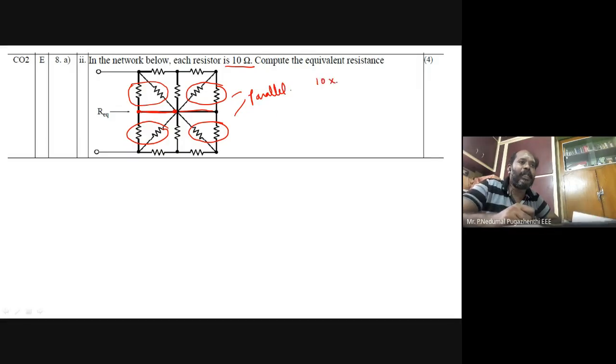So what is that? 10 into 10 divided by 10 plus 10. If both the resistors are the same and they are parallel, half of that value is going to be there. Am I right or not? So this is going to be 100 divided by 20, which is equal to 5 ohms. So my diagram is changing; let me draw that diagram.